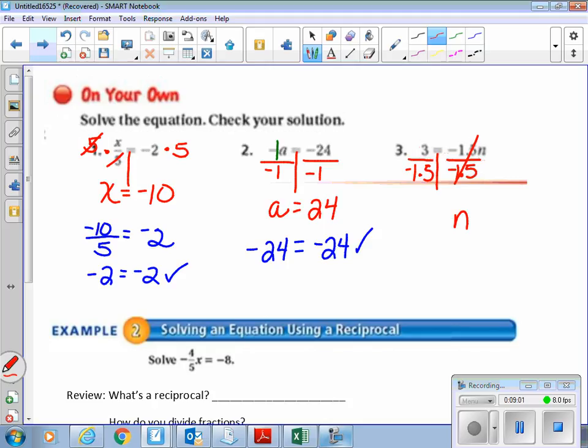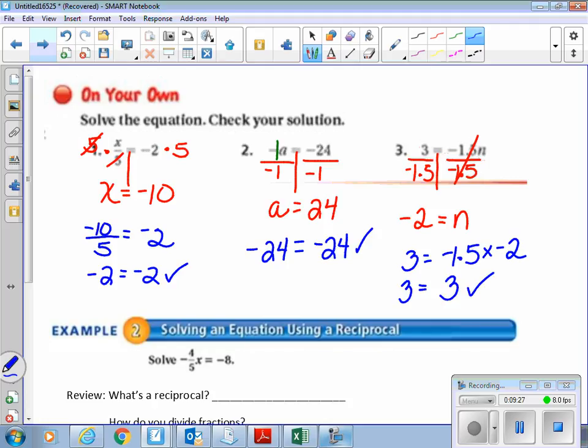A positive divided by a negative is going to give me a negative answer. And when we do 3 divided by 1.5, we end up with a negative 2. We can then substitute that value back in. 3 equals negative 1 5/10 times negative 2. Remember that a negative times a negative is a positive. 1.5 times 2 would be a positive 3.